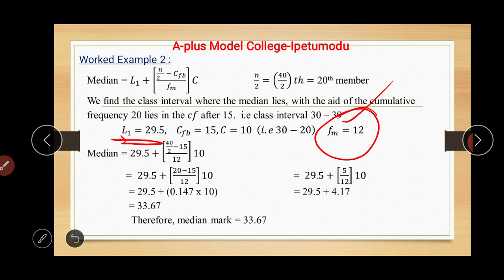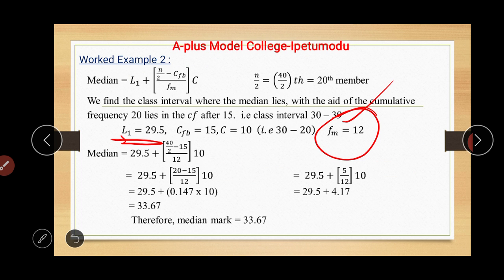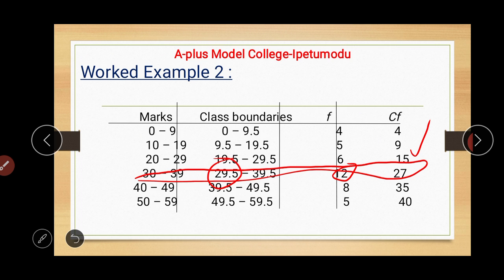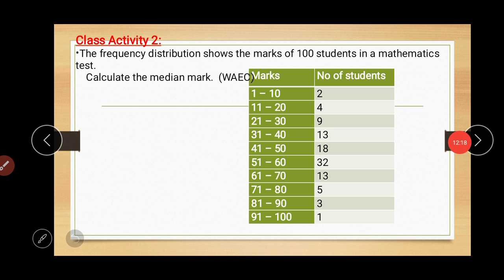So when we substitute all these values inside, the median is 29.5 plus 40 over 2 minus 15, over 12, times 10. By the time you substitute and get your value, the answer we got here is 33.67. And you can see that 33.67 falls in the class we are talking about, between 30 and 39. That is the median class, and that is the median.